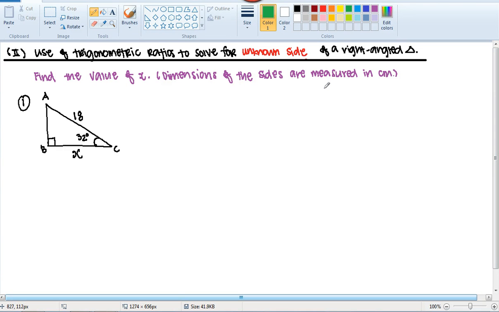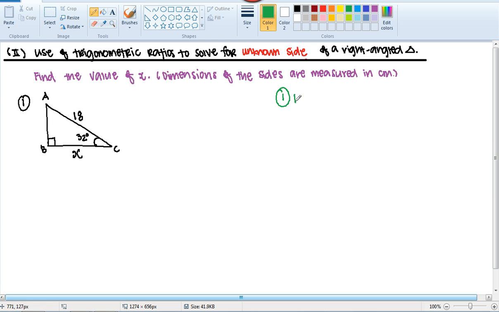Okay, moving on, we'll get to see how we can make use of trigonometric ratios to solve for an unknown side of a right-angled triangle. So let's take a look at our first example. To find the value of x, the dimensions of the sides are all measured in centimeters. So let me first write down, let's do a recap on the four-step approach.